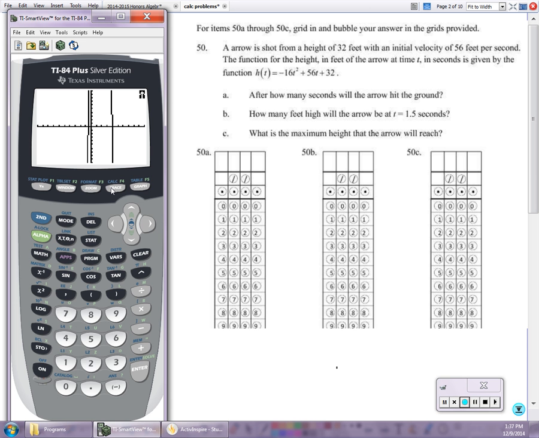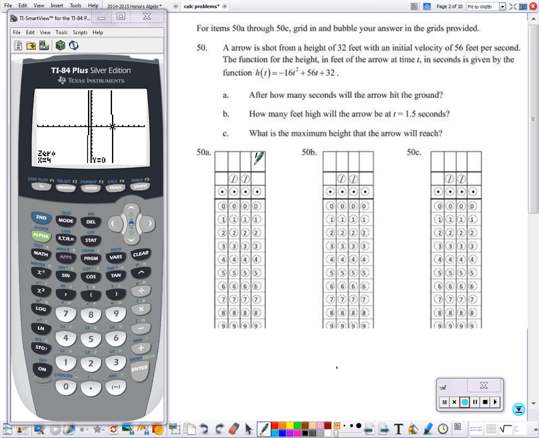So I'm going to do second, calculate, that's the 0. My cursor is over here at 0.32, so that's the left. Now I have to go to the right of that x-intercept. Okay, I'm definitely to the right because my y value got negative. Hit enter. Go back towards the 0. And it calculates the x-intercept at 4. So with a grid in, you can either put 4 in the furthest right column or the furthest left column. But I'll do that for 50b.